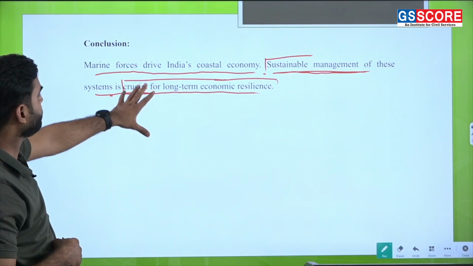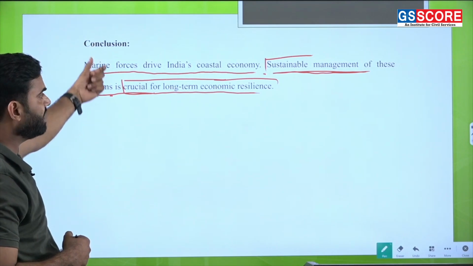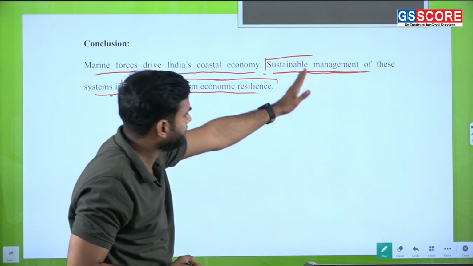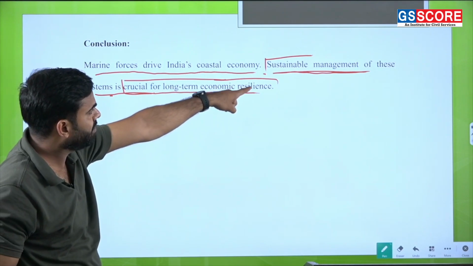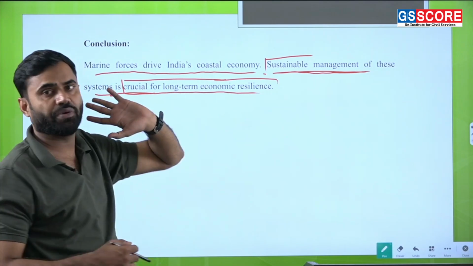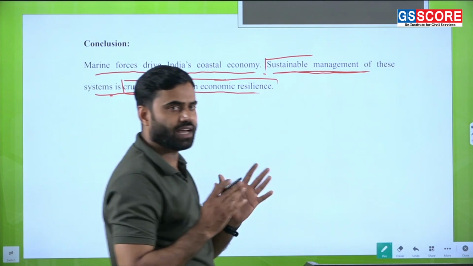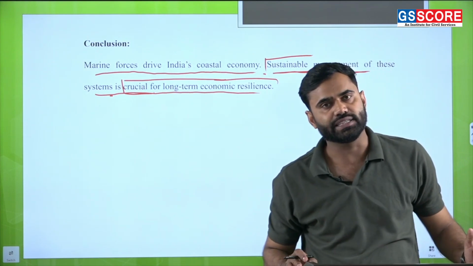That was the reason that in few words I mentioned the importance of the answer and then I suggested some important advice. First of all, I mentioned the sustainable management and then long-term economic resilience. So these are the important things which we have to remember during answer writing.